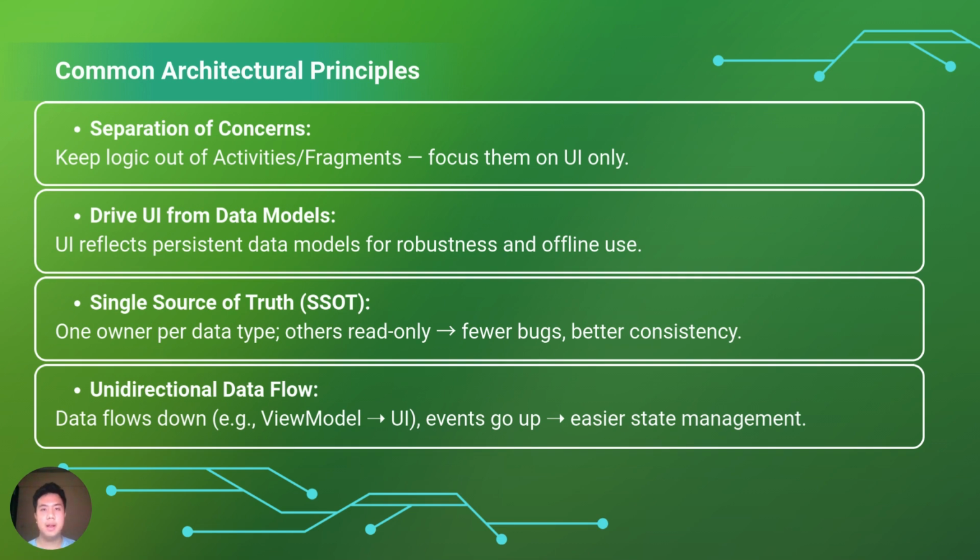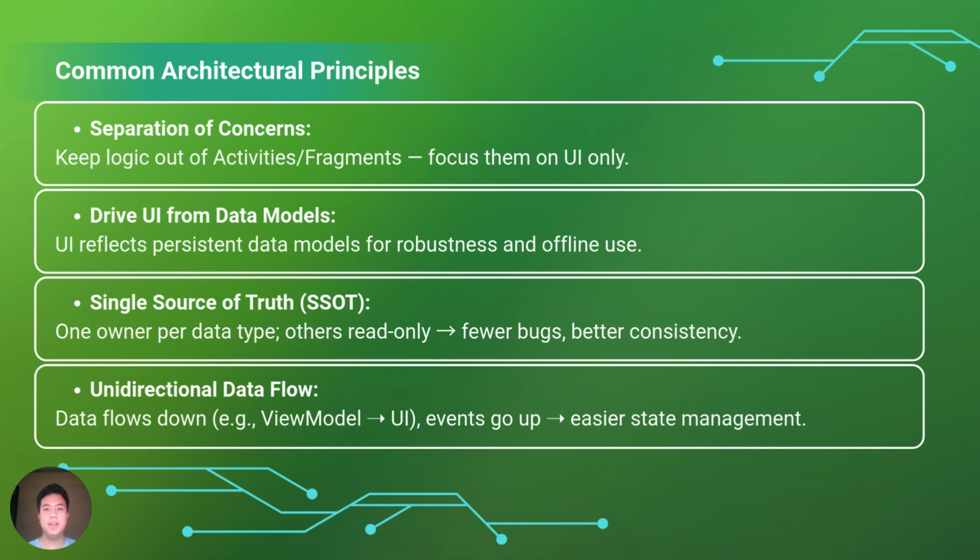Second, drive UI from data models. UI should reflect data from independent data models. Use persistent models to retain data across app restarts or system shutdowns. This approach supports offline use and increases robustness.